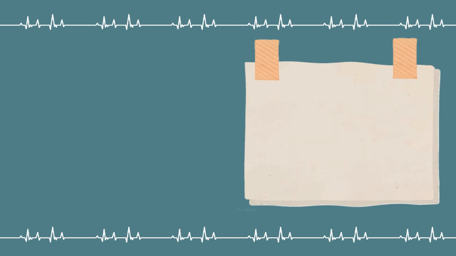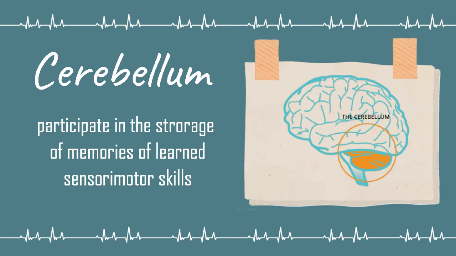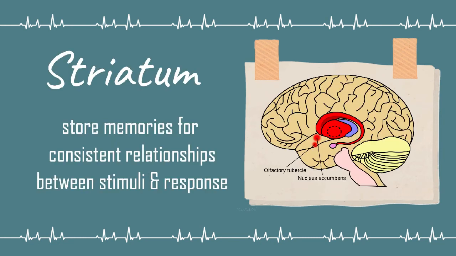Lastly, the cerebellum and the striatum. The cerebellum is thought to participate in storage of memories of learned sensorimotor skills through its various neuroplastic mechanisms, whereas the striatum is thought to store memories for consistent relationships between stimuli and responses, the type of memories that develop incrementally over many trials. Sometimes this striatum-based form of learning is referred to as habit formation.